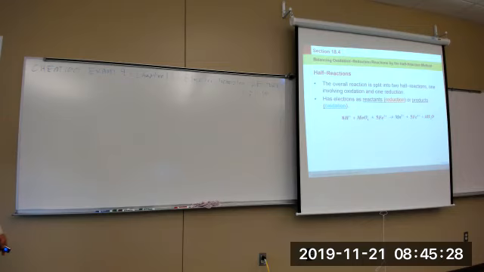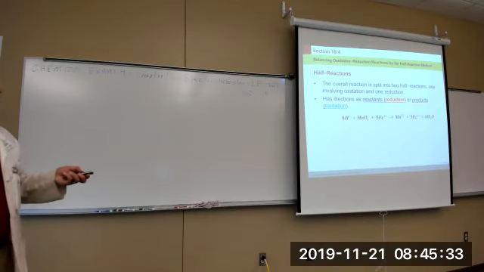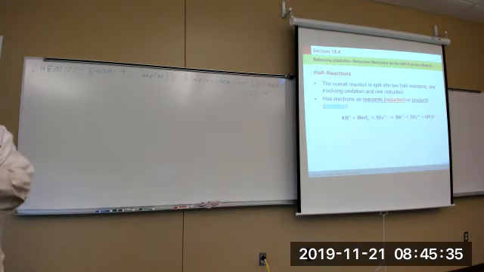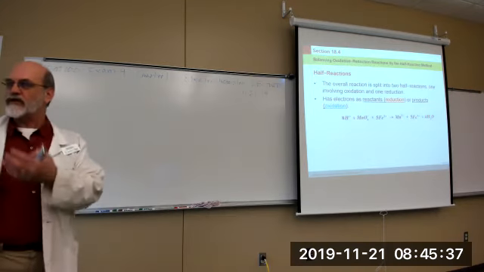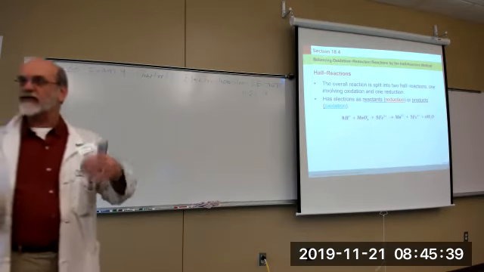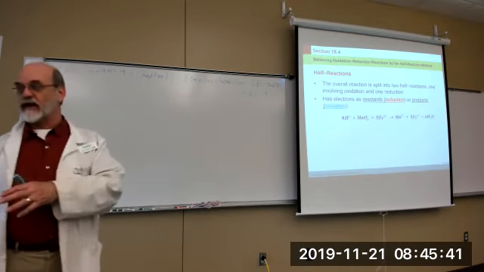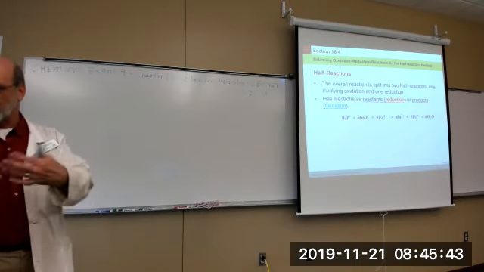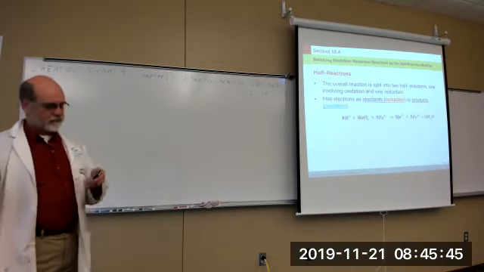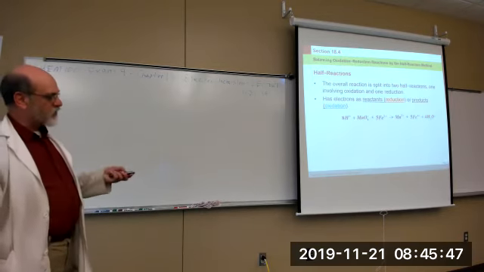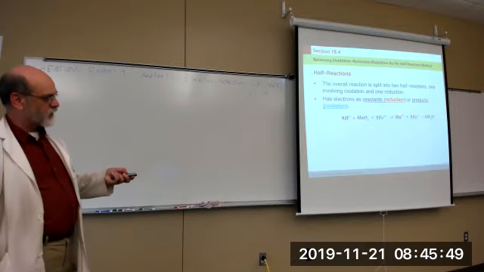Now this one is already balanced, but it's balanced so that I can show you which is the half reaction for reduction and which is the half reaction for oxidation, before we actually go in and do a balancing process. So this is the balanced equation. There's your reactants, there's your products.